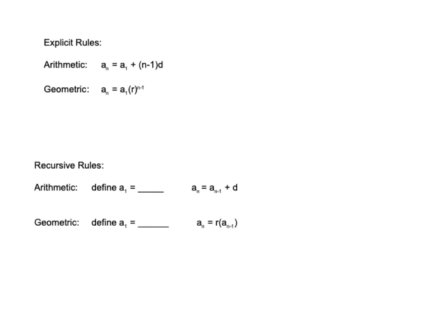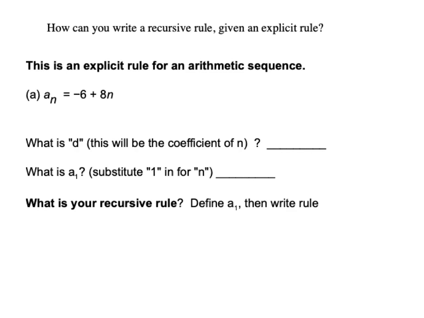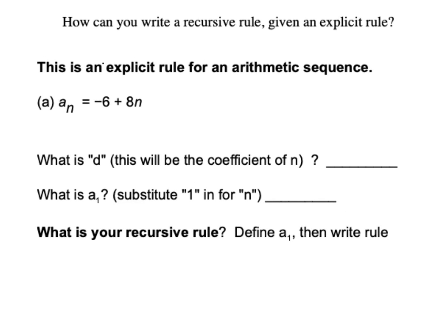Okay, this slide is just listing out our rules again, our explicit rules and our recursive rules, just your formulas that you use to plug in. Okay, so now we are going to go from one form to the next. So this, we are going to go from explicit to recursive. In order to do that, the two things we need to know is what our first term is and what our common difference is.